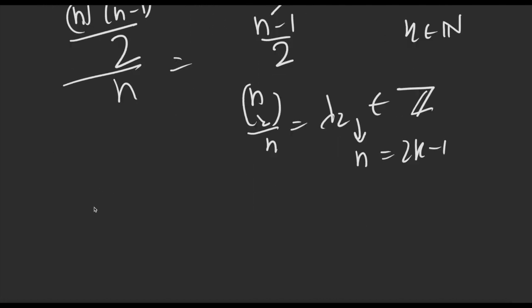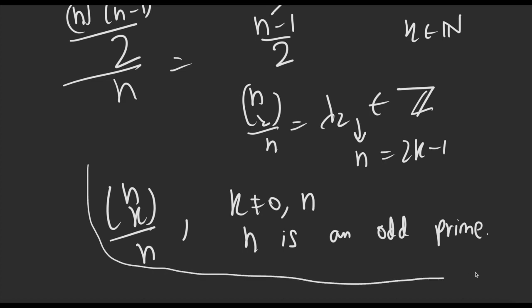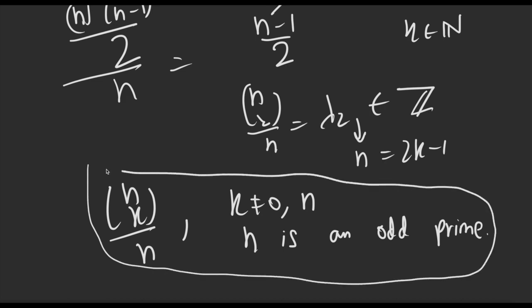So basically this nCk is divisible by n for all k not equal to 0 or n, and n is an odd prime. So basically n is a prime number except 2. So n cannot be equal to 2, and there you go, that's where we have it.